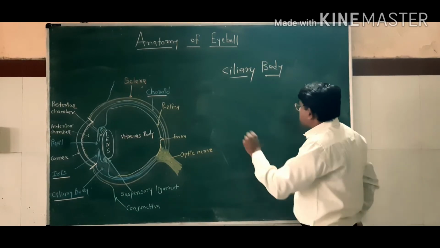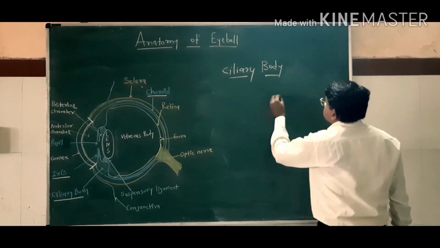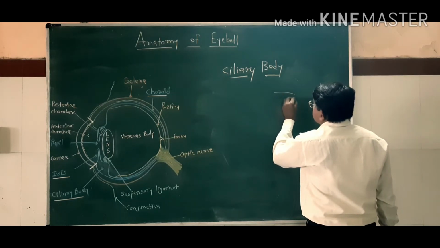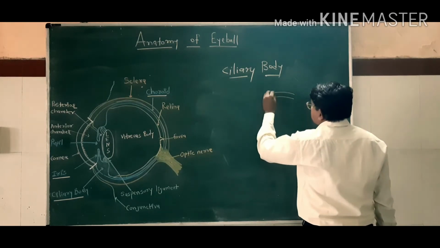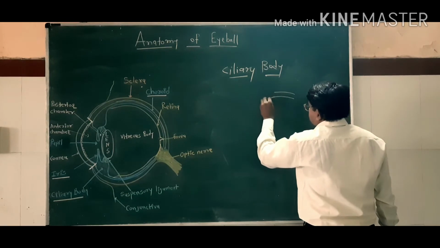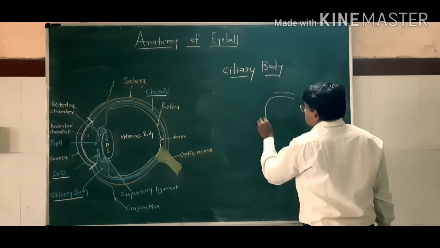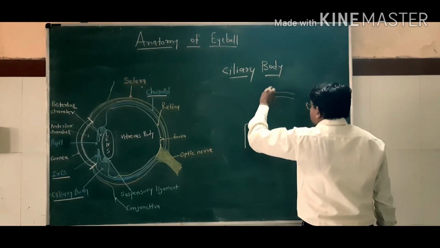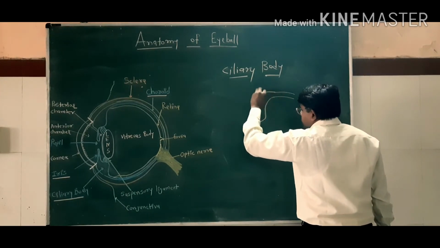So let me draw the ciliary body only. Here is the choroid, and after that, like that.